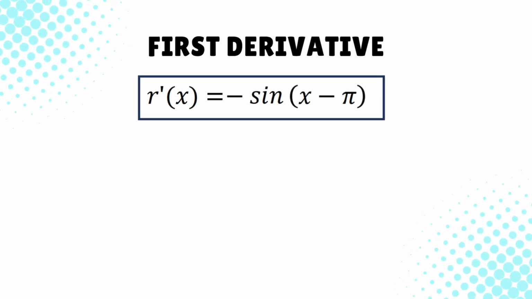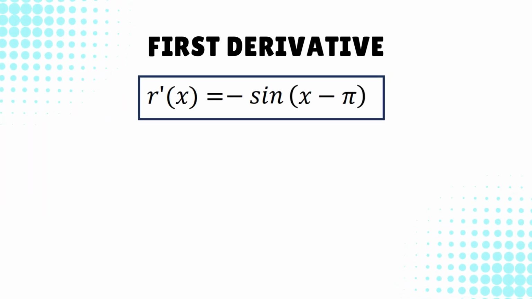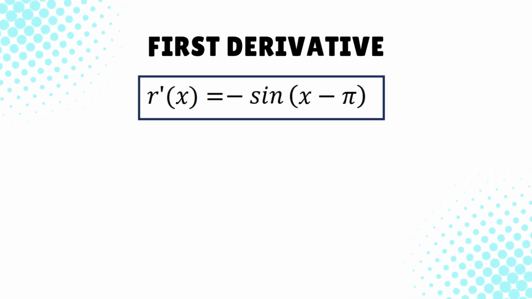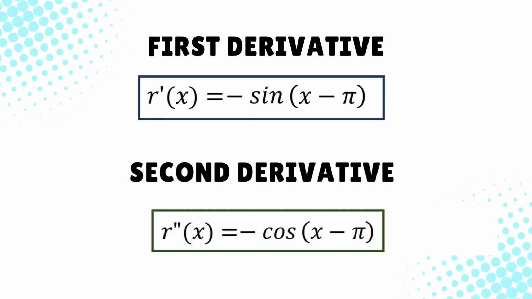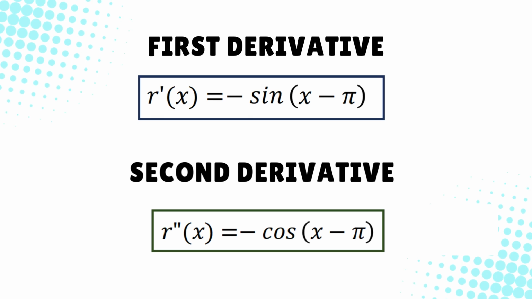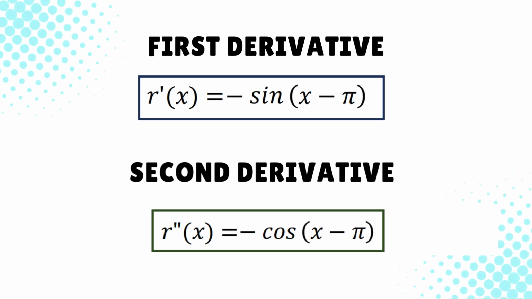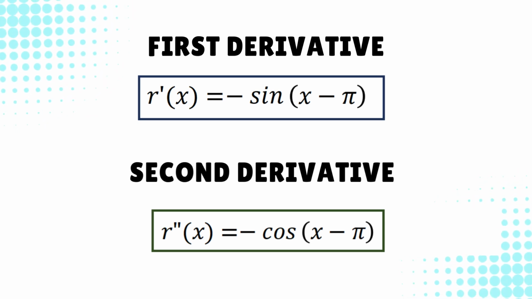Our first derivative is r prime of x equals negative sine of the quantity x minus pi. And the second derivative of our function is r double prime of x equals negative cosine of the quantity x minus pi.